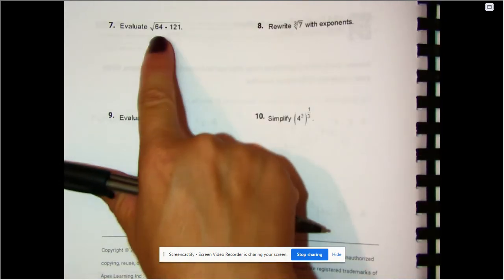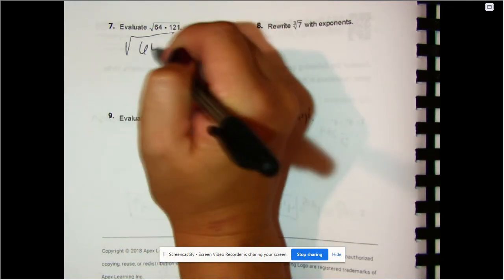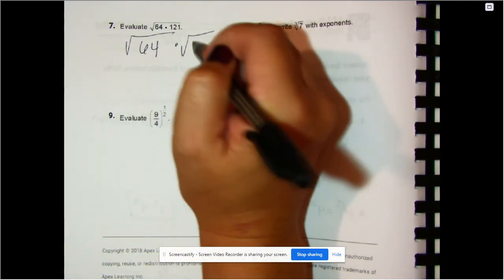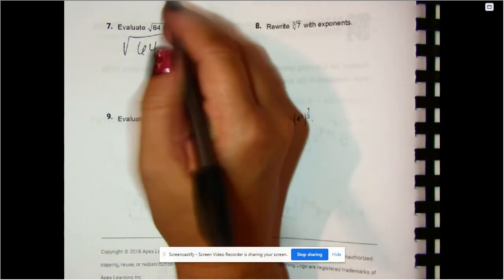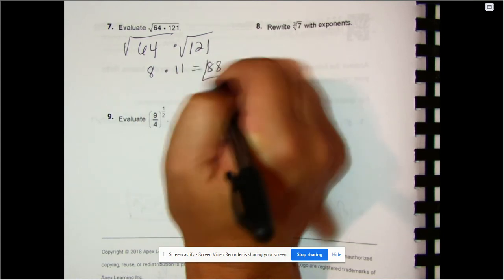Evaluate. Here's the rule where you've got a product under this square root. So it can be broken down into the square root of 64 by itself and the square root of 121 by itself. So what is the square root of 64? What is the square root of 121? My final answer is just 88.